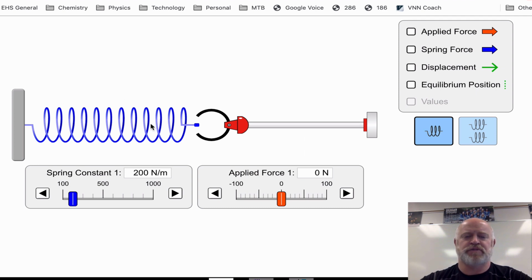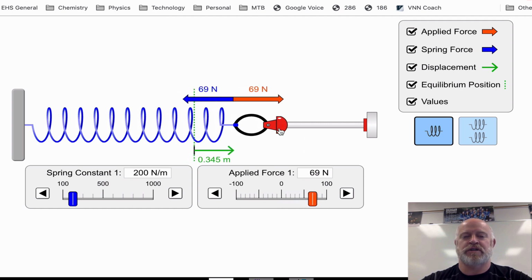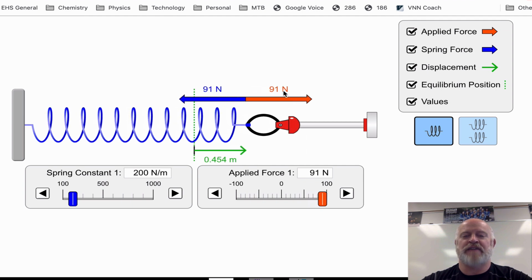So here's a typical spring, and right now I have no newtons of force applied to it, and I have a spring constant of 200 newtons per meter. I'm going to turn on the applied force, the spring force, the displacement, the equilibrium position, and the values, so we have tons of information to see. If I grab the spring and pull backwards on this, notice that I have pulled backwards with 91 newtons of force. That matches my displacement. In return, the spring is now pulling opposite of me at 91 newtons of force also.